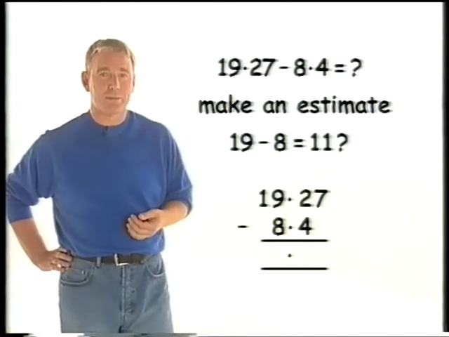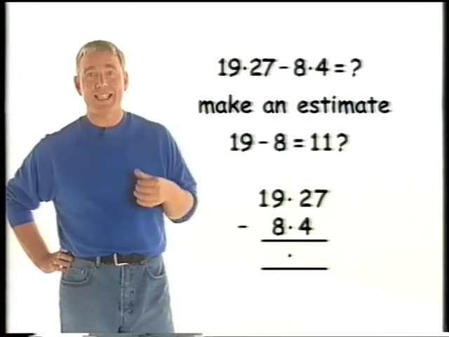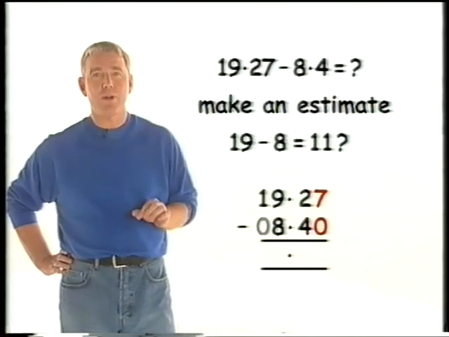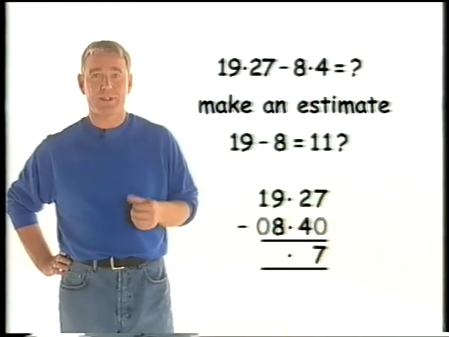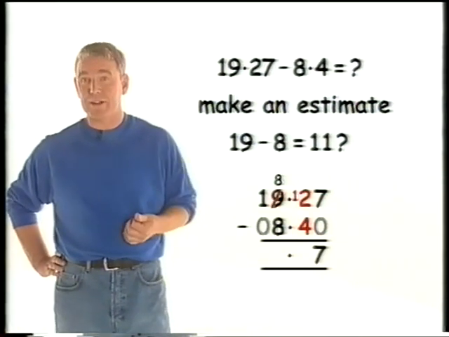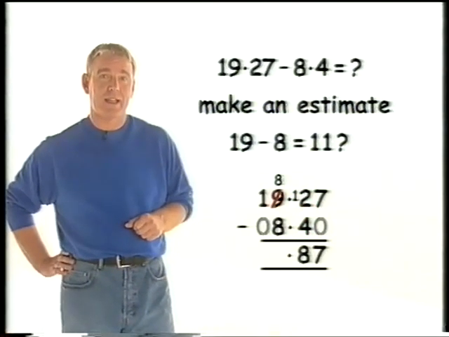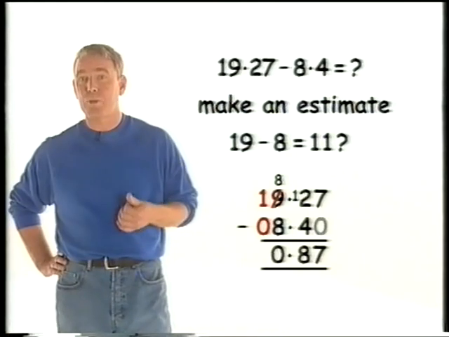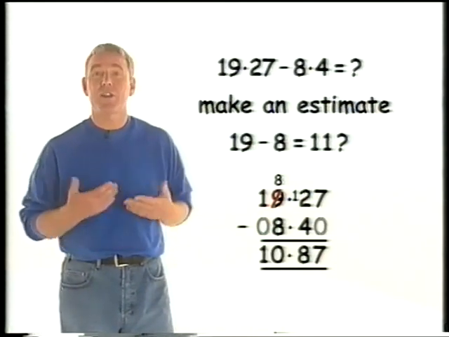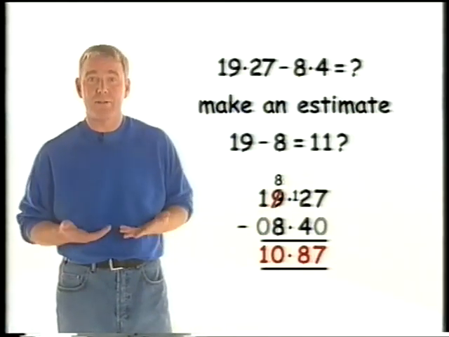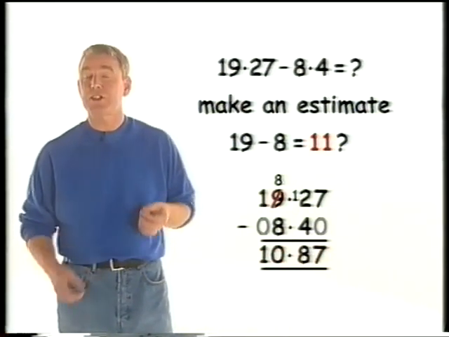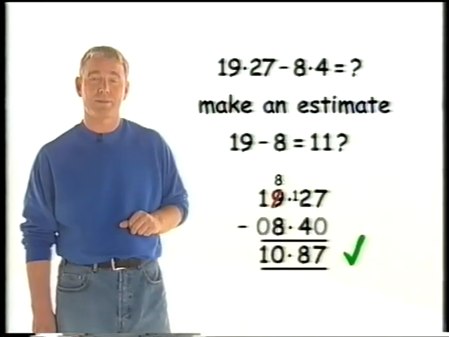Write it out in columns with the tens, units and decimals lined up properly underneath each other. 0 from 7 is 7. 4 from 12 is 8. 8 from 8 is 0, and 0 from 1 is 1. So the answer is 10.87. And that's pretty close to my estimate of 11, so my answer's probably right.